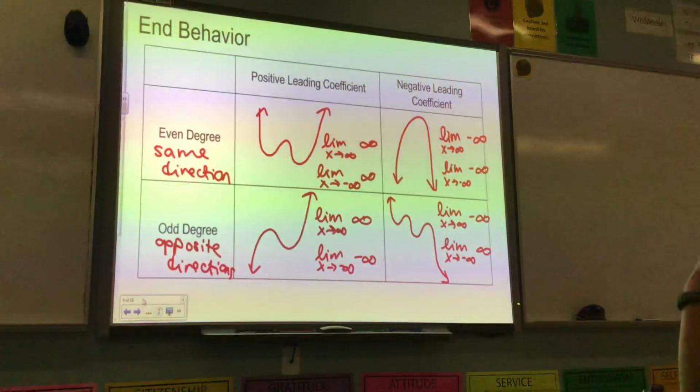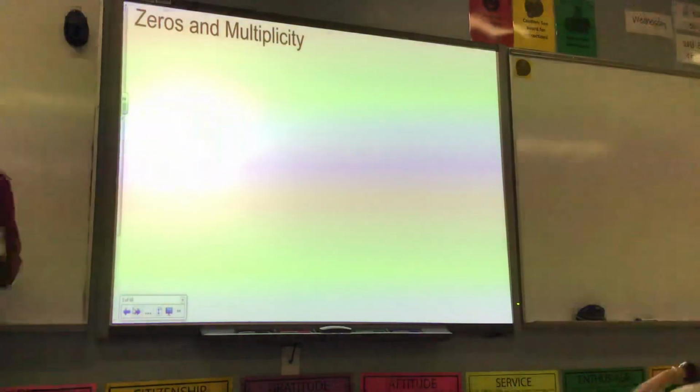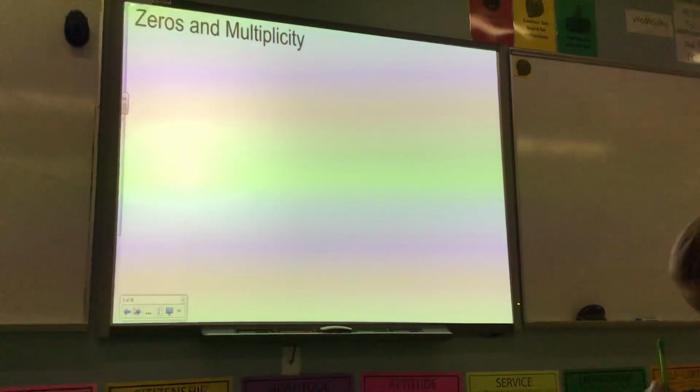Okay, so you can figure a lot about your graph just from knowing your degree and your leading coefficient, whether it's positive or whether it's negative. Cool? Epic. Next thing we're going to talk about is zeros and multiplicity, which we've already talked about. We're going to talk about it again.